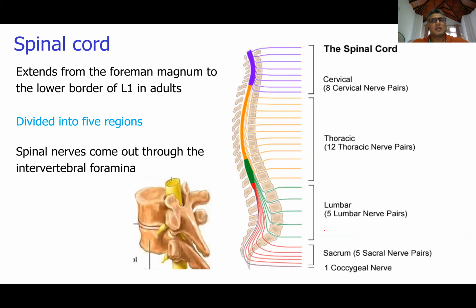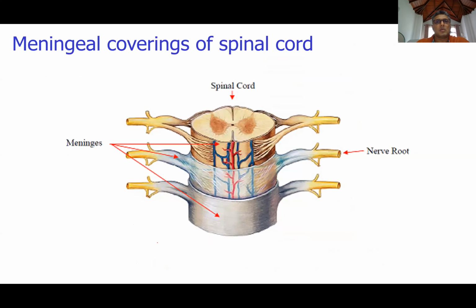Then the spinal cord is divided into 5 regions. You get a cervical region, a thoracic region, lumbar region, sacral region, and a very small coccygeal region. From each you get spinal nerves coming out. We already said 8, 12, 5, 5, and 1. Altogether it's 31 spinal nerves, and they come out through the intervertebral foramina. You all know all that now.